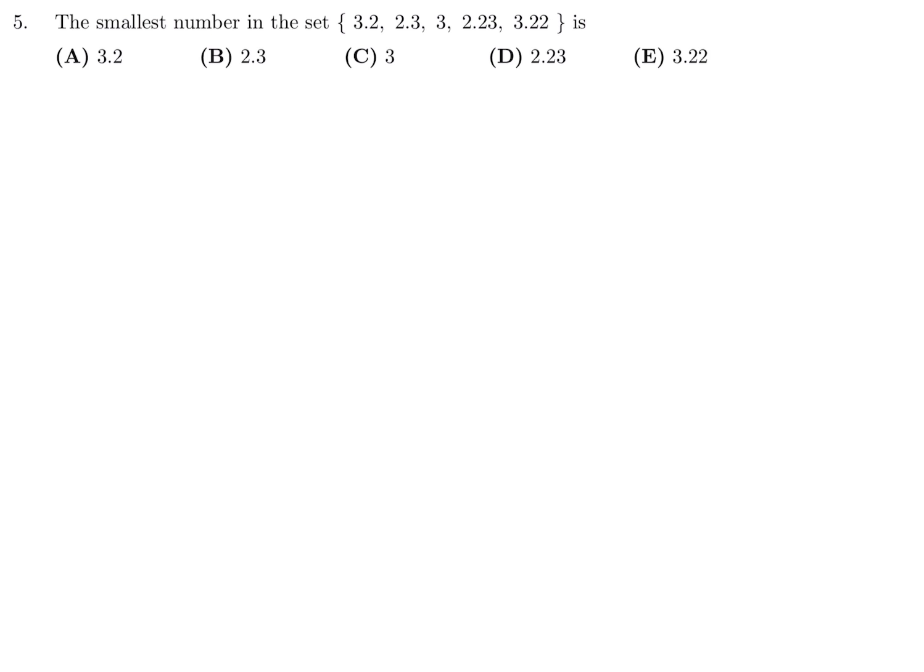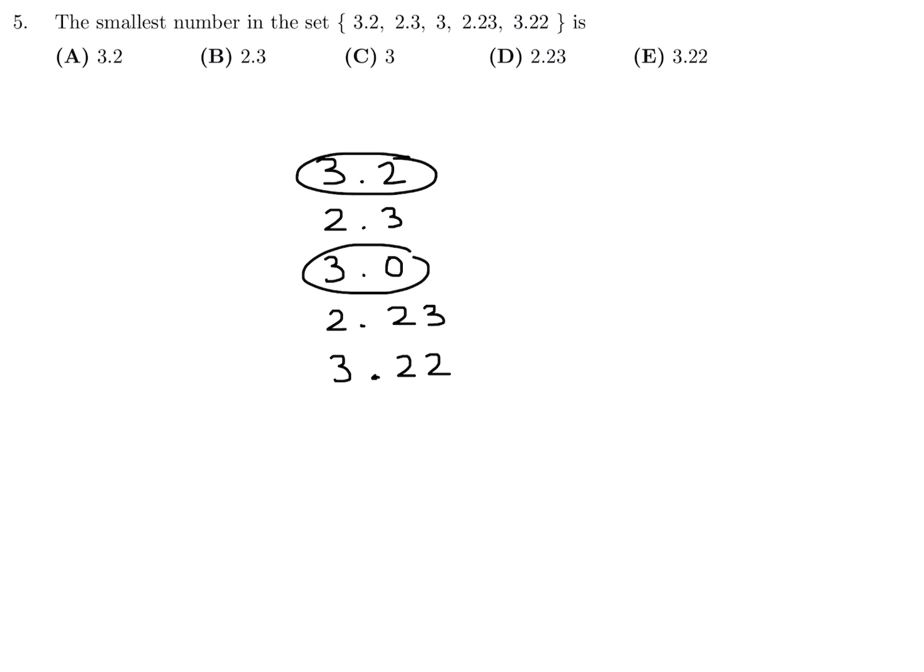The smallest number in the set 3.2, 2.3, 3, 2.23, and 3.22 is... So we've got 2.3, 3.0, 2.23, and 3.22. We want the smallest number, so it's obviously not going to be the 3's. It's going to be one of these, either 2.23 or 2.30. Looking at those, the smallest of those is this one right here. So number 5, that would mean the answer is D.